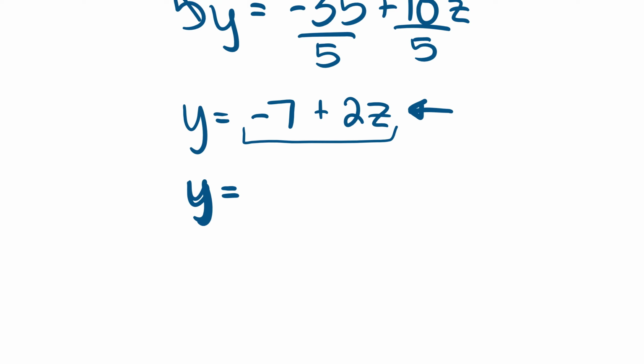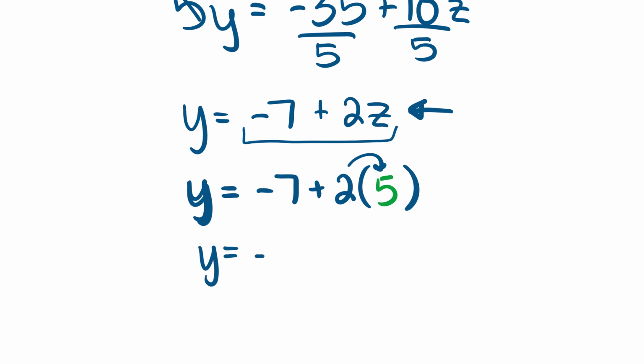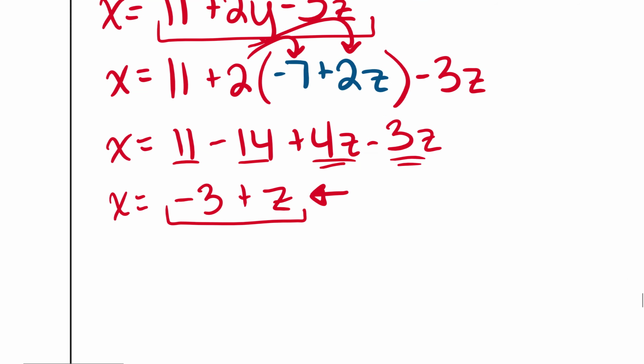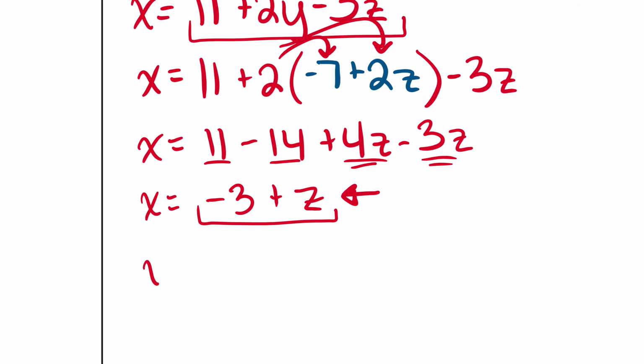So y equals negative 7 plus 2 times, and then of course z was 5, right? So we distribute or multiply. So y equals negative 7 plus 10. So y is 3. Now do the same thing with x. So x equals negative 3 plus, and then z was 5, right? So x equals 5 minus 3 is 2.